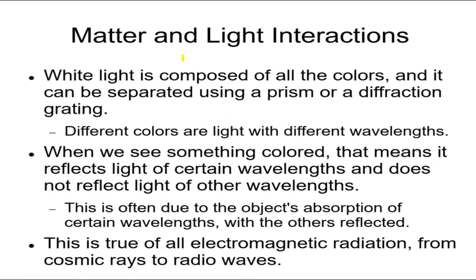Okay, so we now know that white light, the clear light that comes from a light bulb or from the sun, is composed of, it's what we call white light. It is a mixture of all different colors. Sometimes an object absorbs certain wavelengths, and what we see is the part that is not absorbed, and that is the color we see. That is why certain things are colored.